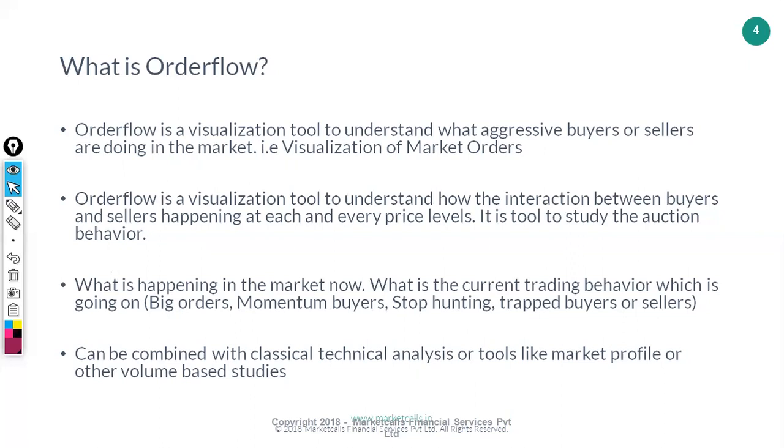What is the current trading behavior which is going on? What kind of big order flow are you seeing, where the momentum players are positioning themselves. Is stop hunting happening in the markets or not? If the stop hunting behavior happens, then how is the auction supposed to happen? Where are the trapped buyers or sellers? So there are many things we can observe from order flow, and it can also be combined with classical technical analysis tools. But it works best when you combine it with market profile and order flow. It combines best. Or you can also combine order flow with VPA analysis, because VPA, volume price analysis, is also a volume-based study.